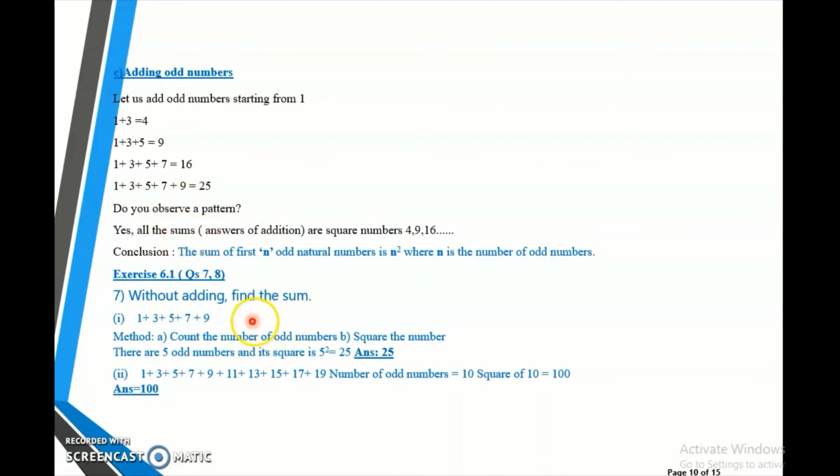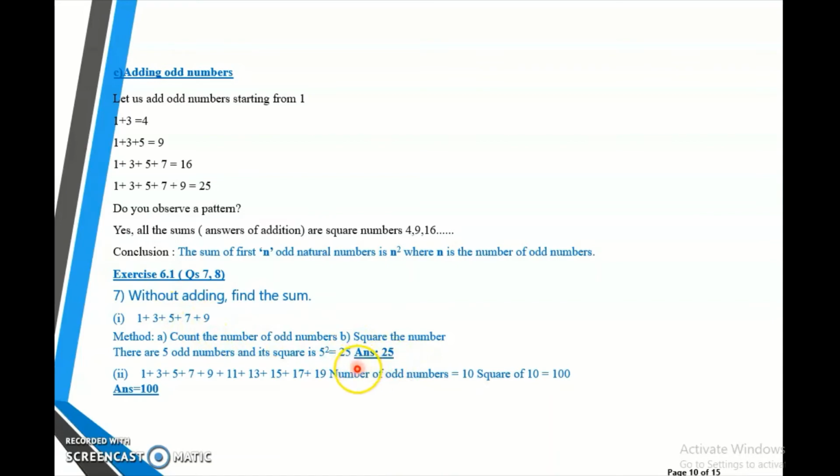Without adding, find the sum of 1 plus 3 plus 5 plus 7 plus 9. You simply don't have to add. Instead, count the number of odd numbers. You have 5 odd numbers here. So 5 square is equal to 25, and that's your answer.